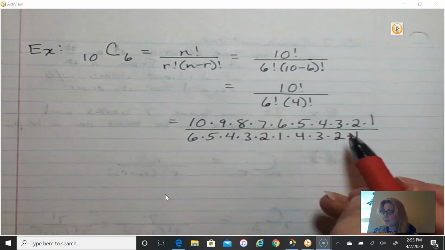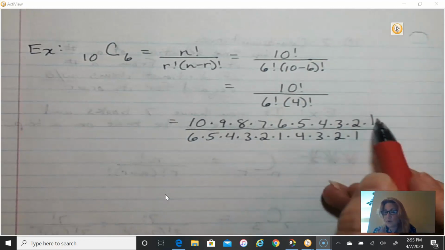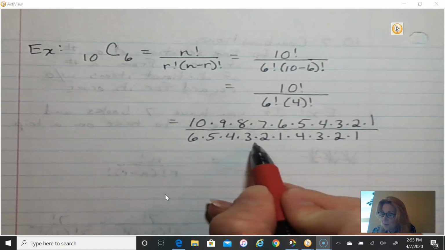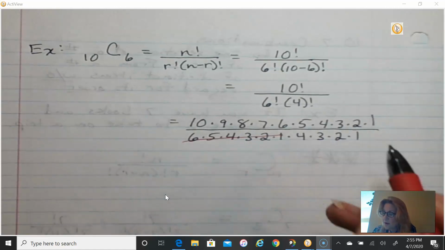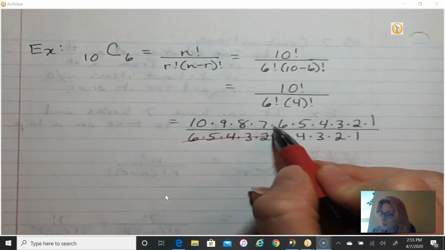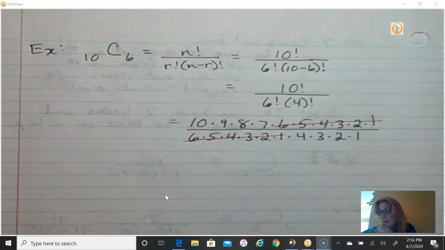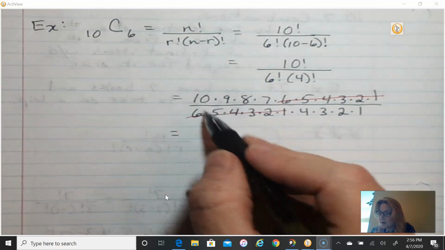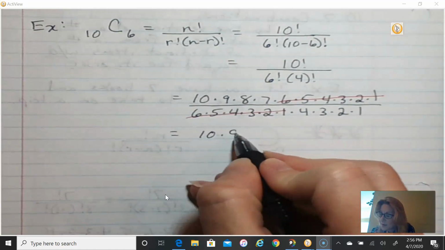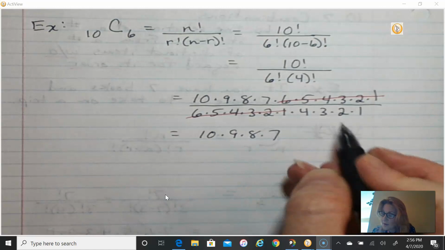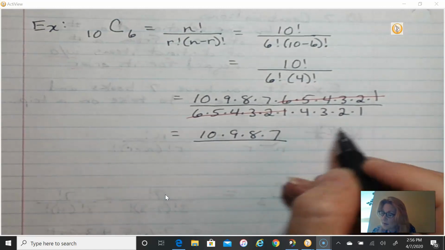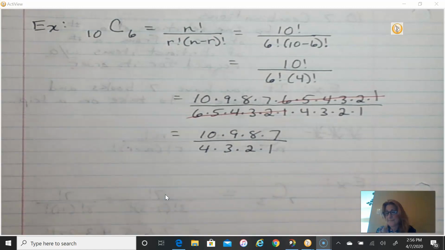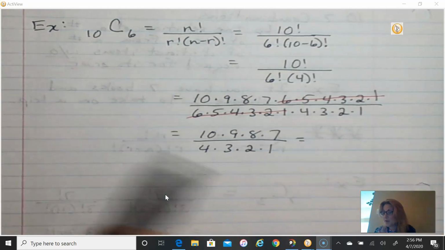Okay, yes, you could do 4, 3, 2, 1, 4, 3, 2, 1. Why? Take out the larger one. 6, 5, 4, 3, 2, 1. Cross out. And 6, 5, 4, 3, 2, 1. Cross out. You are left with this right here. 10 times 9 times 8 times 7. And then on the bottom right here, 4 times 3 times 2 times 1. Okay, now we multiply across.